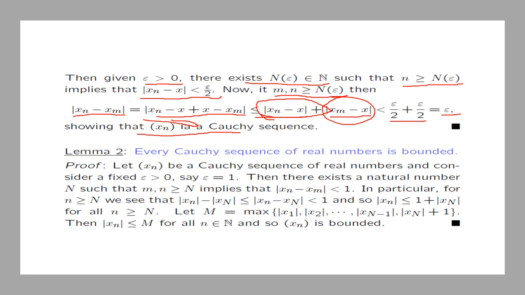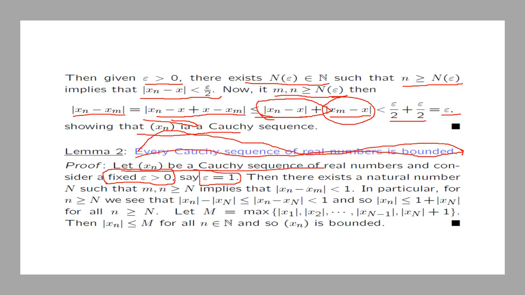Let's look at this lemma here, which says that every Cauchy sequence of real numbers is bounded. So if I give you a Cauchy sequence of real numbers, then that sequence must be bounded. Okay, so to show that that is true, let's assume that xn is a Cauchy sequence of real numbers, and then consider a fixed epsilon bigger than 0, say epsilon equal to 1. You can set epsilon to be equal to 2, 3, or 4, so long as it's bigger than 0, it doesn't matter. For us, we are going to fix epsilon to be equal to 1.